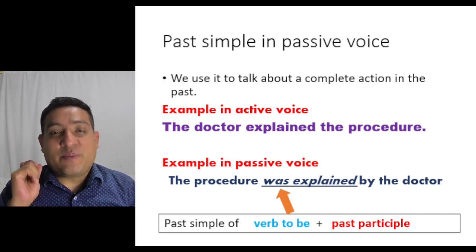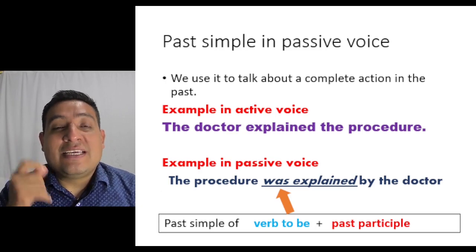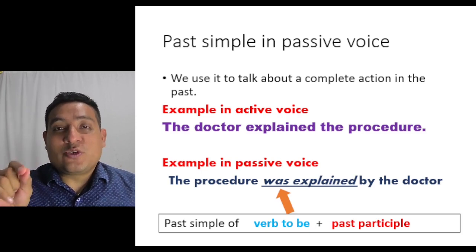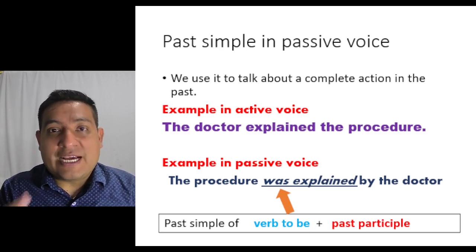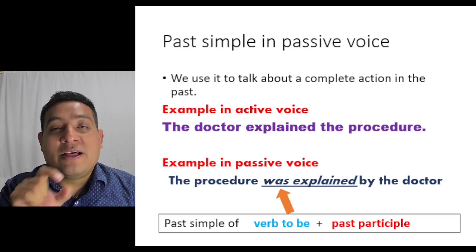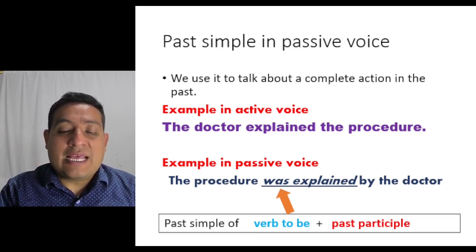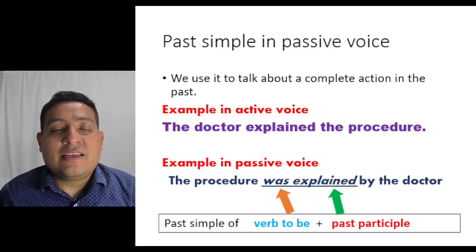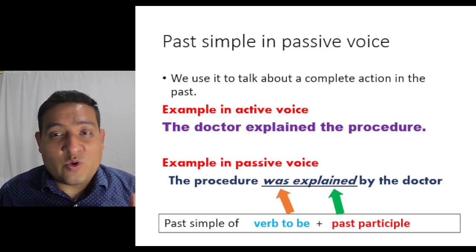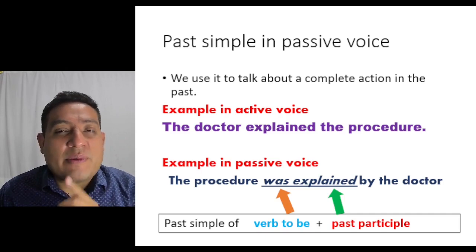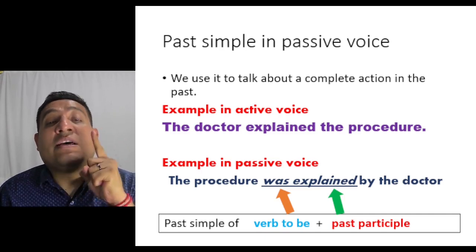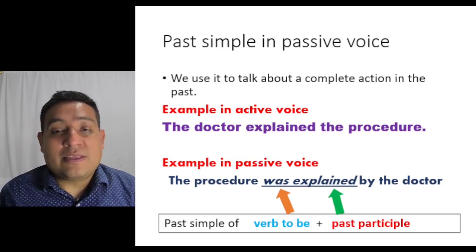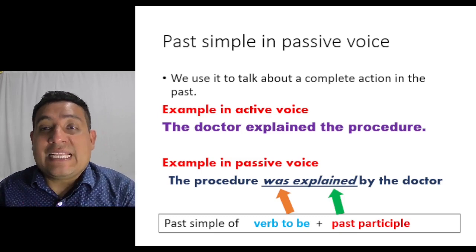Remember that I told you that in passive voice sentences, a key element is the verb to be, depending on the tense we are using. Since we are using past tense, the verb to be has to be in past. In this example, we have the procedure was, and then we use the past participle of the main verb in the active sentence. Remember that in the active sentence the verb was explained, it's in past. And remember that also the past participle of regular verbs like the verb explain is used in the same way. So the complete example is the procedure was explained by the doctor.